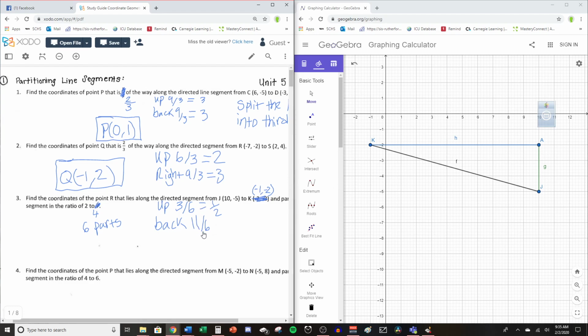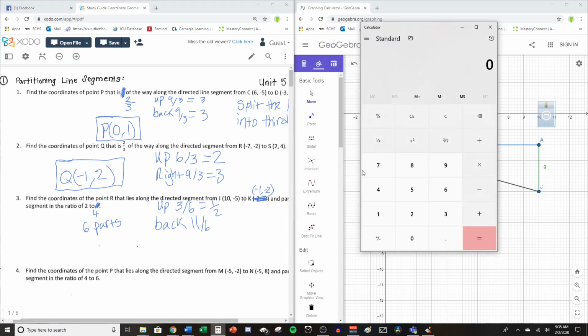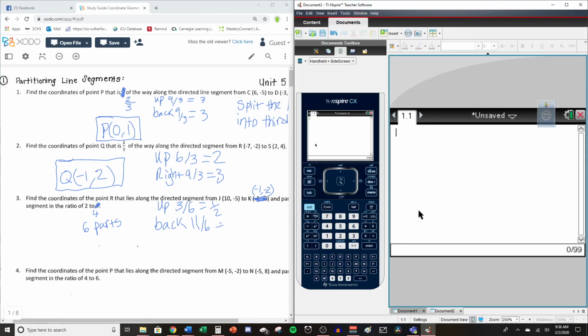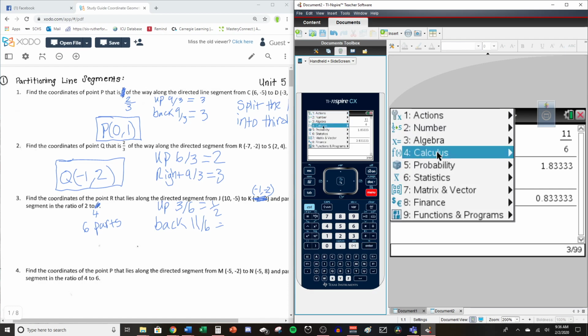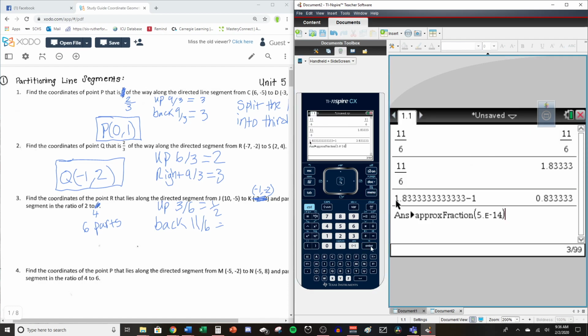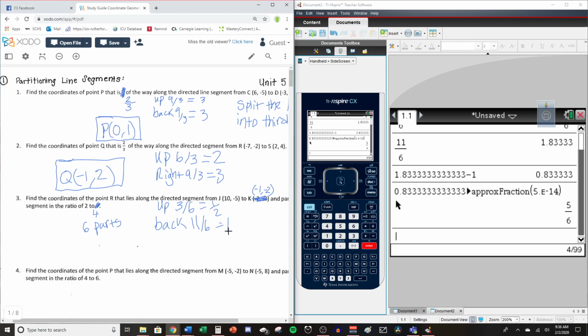So 11/6. Well, what is that ratio? That's 1 something. It's almost exactly 2. 11 divided by 6 is 1.83. Let's turn that into a fraction. Let me take away 1 and approximate that to a fraction. So 5/6. So it's 1 5/6 of the way on that one.